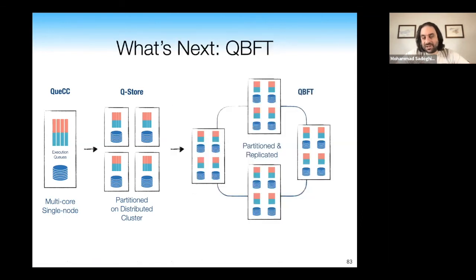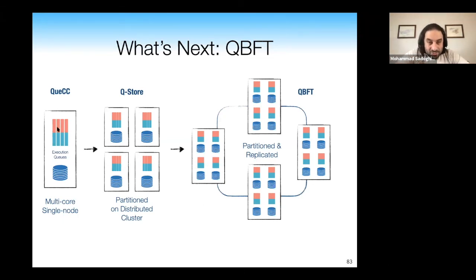The other natural extension is this. Think of this as a single machine, and this is the same data partitioned into four. So now the data is across four machines, but now the data is also replicated four times, each of them consisting of four machines. Now we have replication as well. So we have partitioning and we have replication.